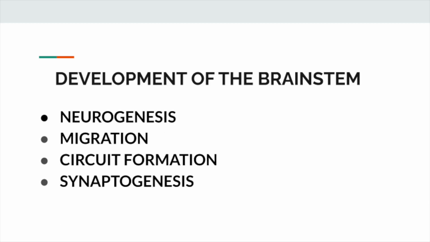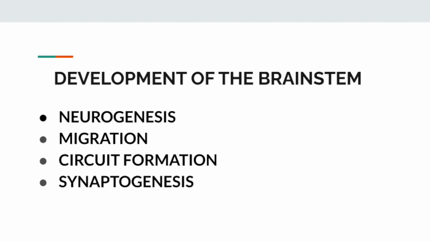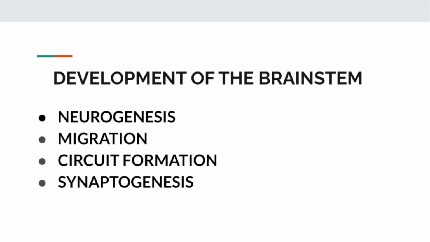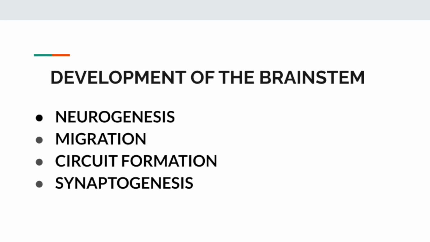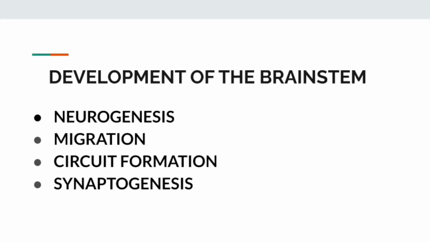Next is the development of the brainstem. The brainstem undergoes intricate development during embryogenesis, involving the formation, migration, and differentiation of neural progenitor cells. Key stages of brainstem development include: first is neurogenesis. Neural progenitor cells within the ventricular zone of the developing brainstem give rise to neurons, glial cells, and other neural cell types through mitosis and cell fate specification.